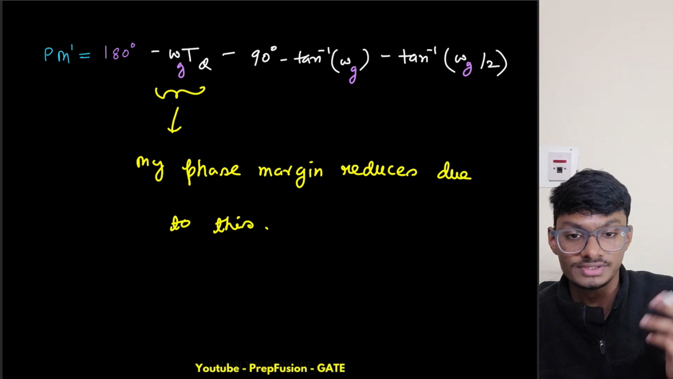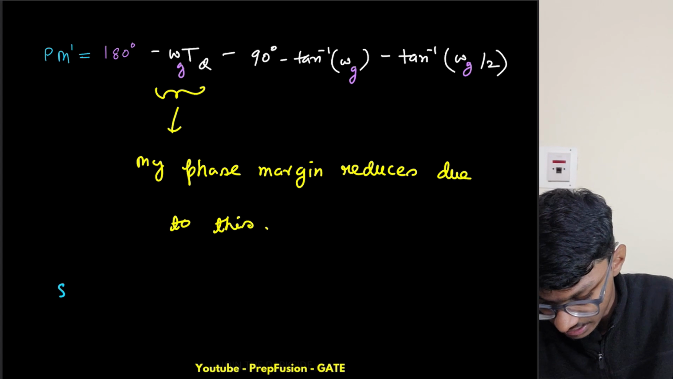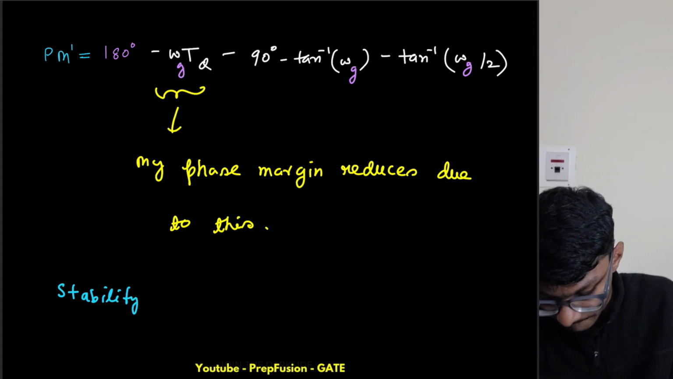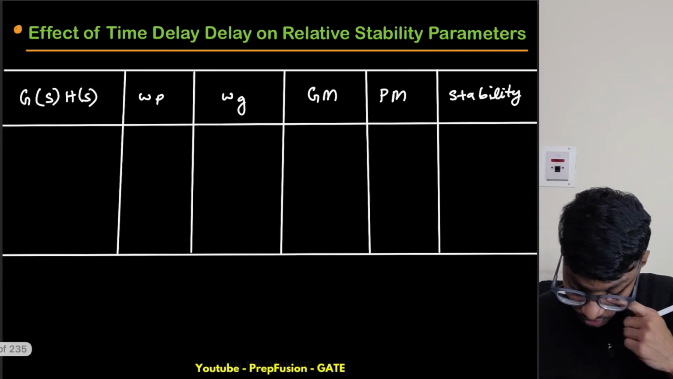Phase margin is reducing. Obviously, if my phase margin is reducing, margin is reducing, right? So my stability reduces again. From both of these cases, I can say my stability again reduces. So yeah, I won't go too deep into this. We'll just go to the conclusion.